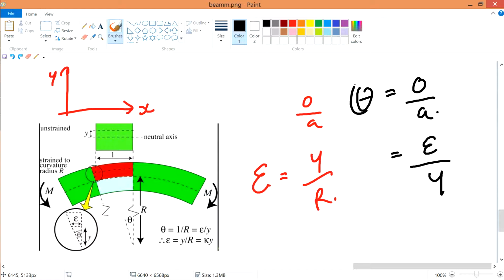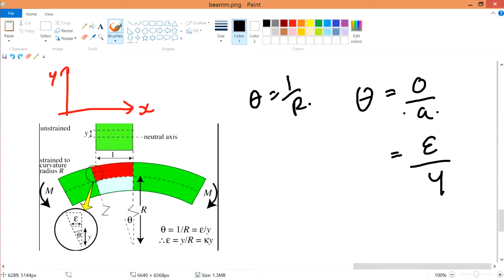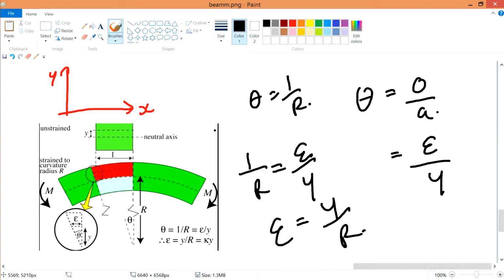So we have proved that theta is equal to strain over y, and we also know that theta is equal to 1 over r, which is just the radius of curvature. Since theta is equal to 1 over r and theta is equal to epsilon over y, I simply put them together. Rearranging in terms of the strain, I have y over r. So the strain is the distance y from the neutral axis compared to r.